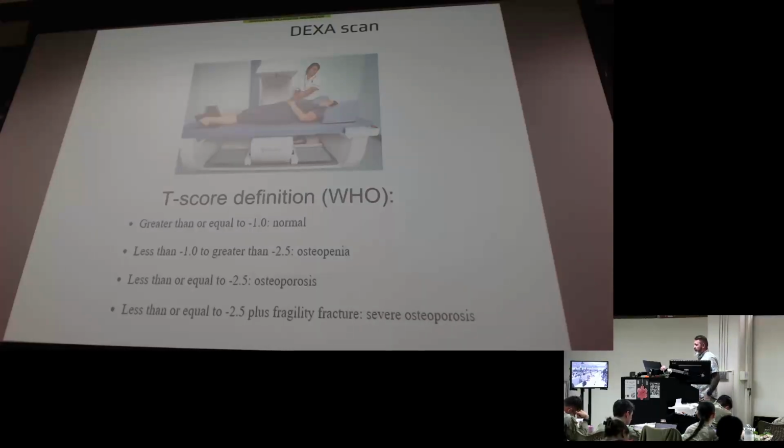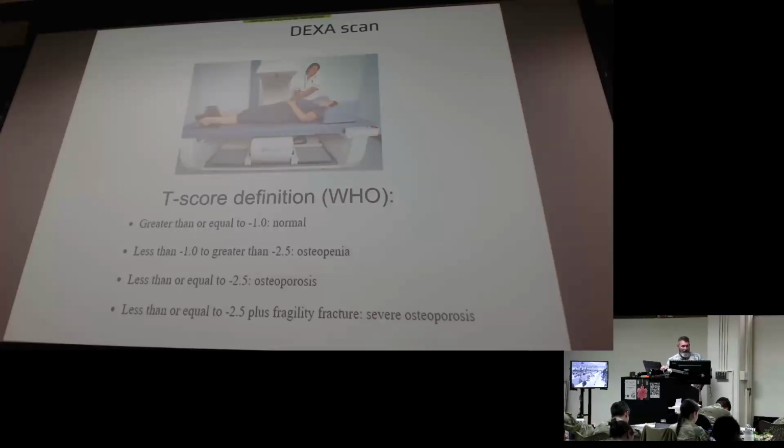So if it's greater than or equal to -1, that's a normal finding for a DEXA scan. Greater than or equal to -1. So more positive, right? Because sometimes it can be confusing when you start talking greater than or less than when you're dealing with negative numbers. So greater than, so a larger number than -1 or equal to -1 is a normal DEXA scan finding.